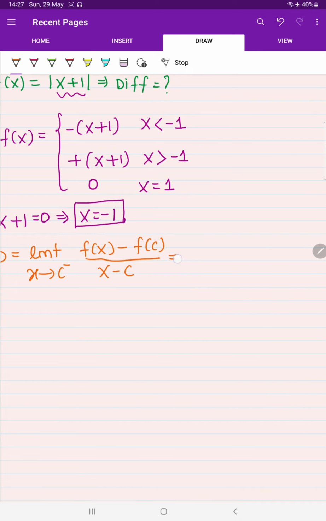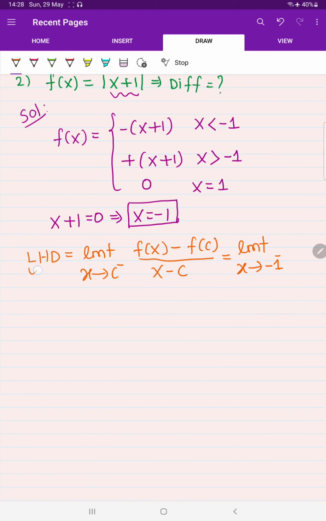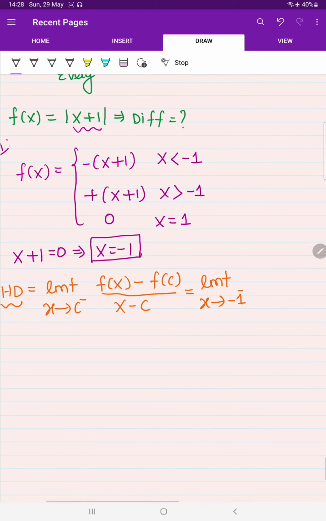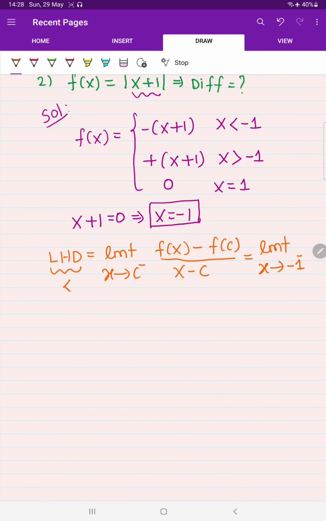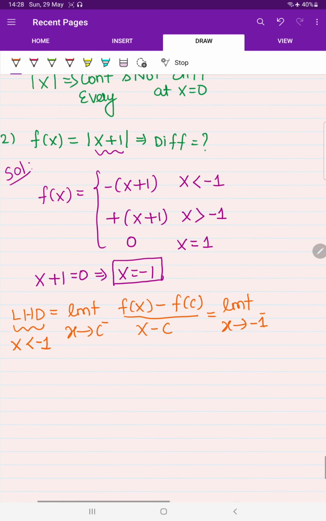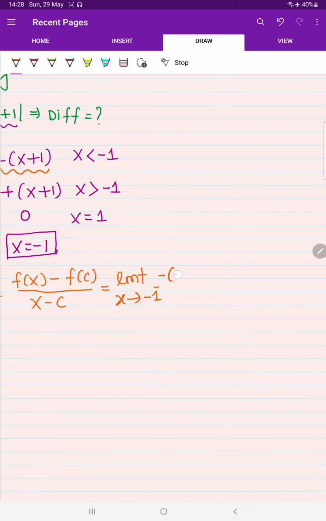Further, we can continue. Limit x is approaching, what is the point here? c is defined as minus 1. Since I am defining it from the left hand side, I have to put the minus on the top also. In place of f of x, if you are traveling along with the left hand side derivative, left hand side means less than. The actual meaning is, when the value of x is less than minus 1, what is the corresponding f of x? The corresponding f of x is minus of x plus 1. So substitute minus of x plus 1 here.